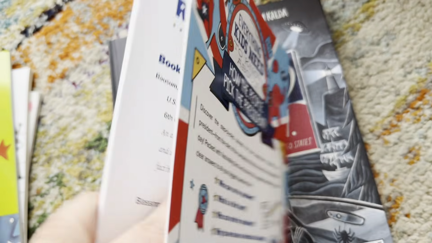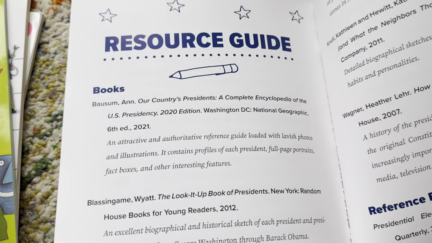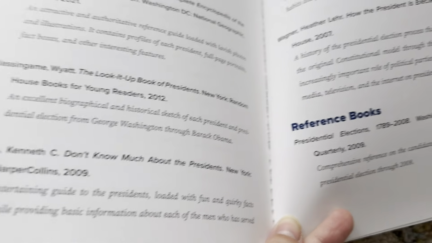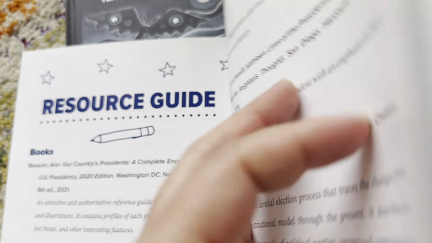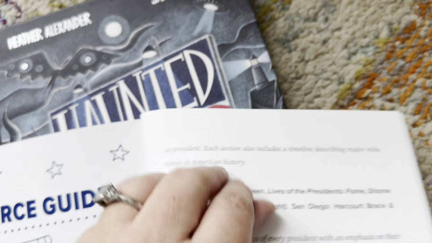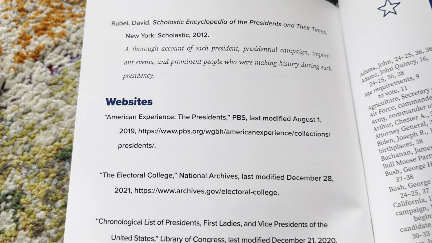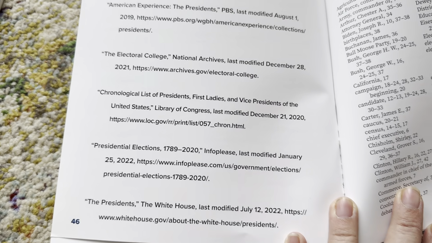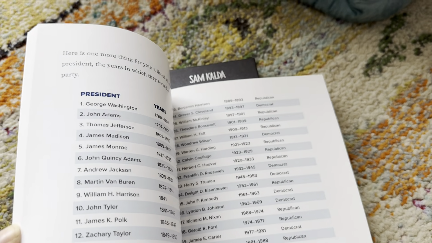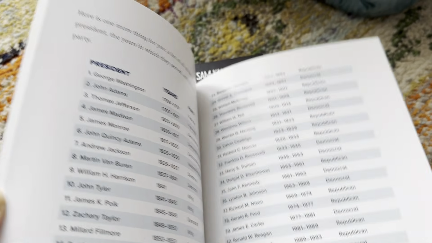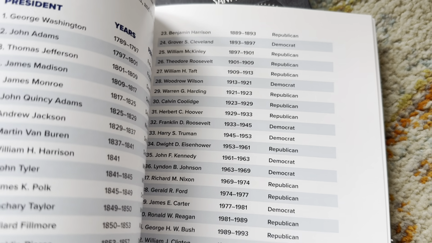Oh, look at this. Hold on. A resource guide. Books. Reference books. Hold on. Websites. That's what I was looking to see if they had. And then an index. Presidents in chronological order, and the dates that they served, their political affiliation.